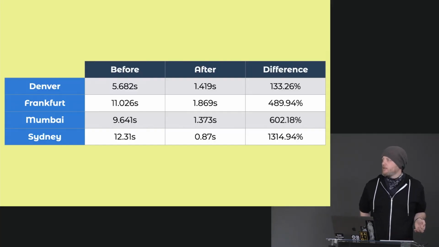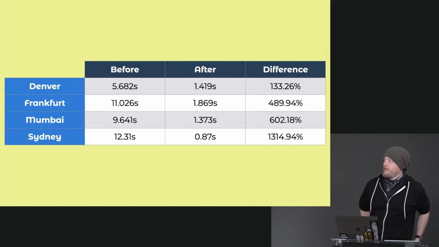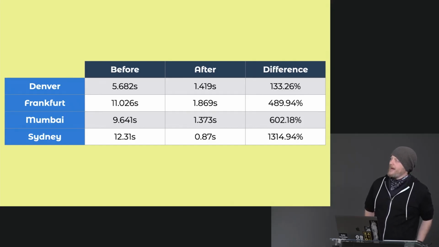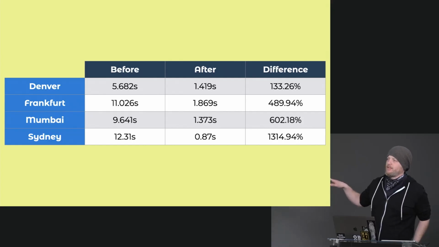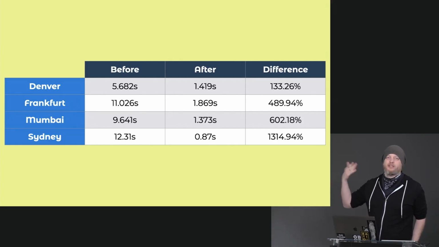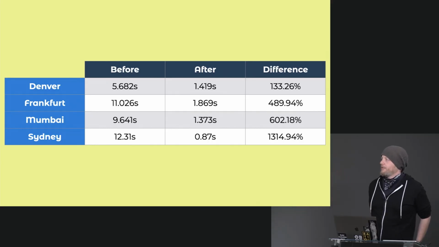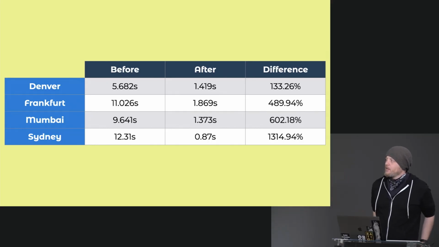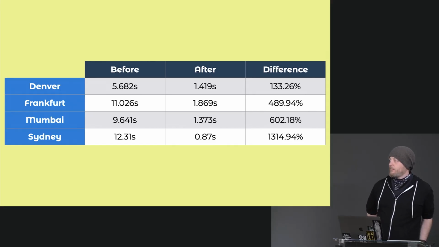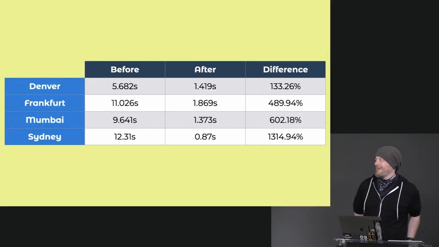So we have the before column. SendGrid was based out of Denver. And so, time to Chicago, not too bad. Even then, the performance gain within the US was pretty good, because there's actually a CloudFront edge node in Denver, as well as Minneapolis. So that even is somewhat helpful. Go out to Frankfurt, and you're going from 11 seconds down to 1.8. Mumbai, you're going from 9.6 seconds down to 1.3. And Sydney, from 12 seconds down to 0.8 seconds.